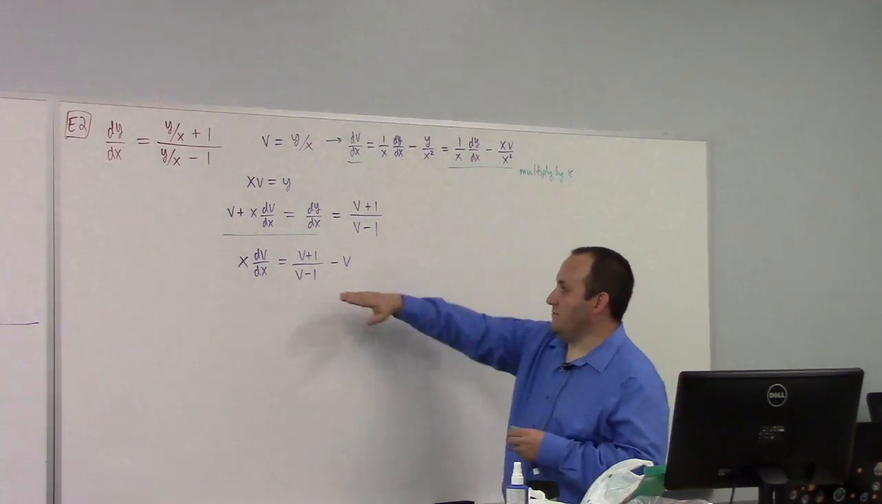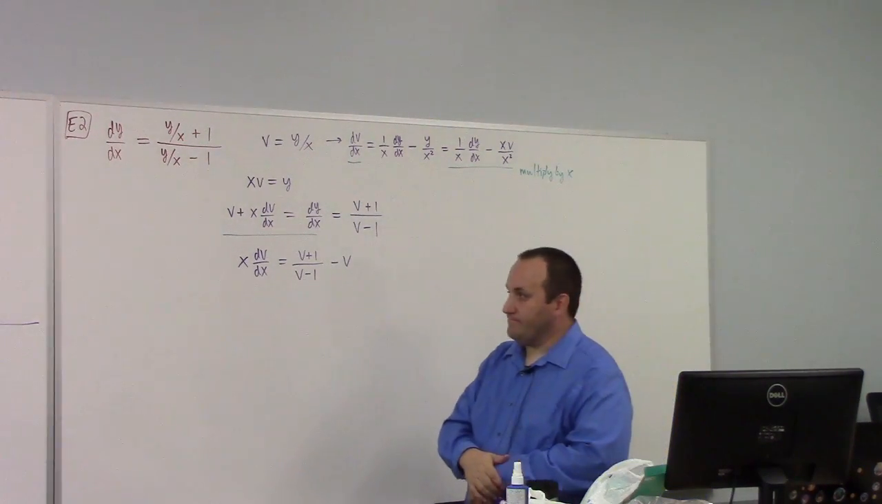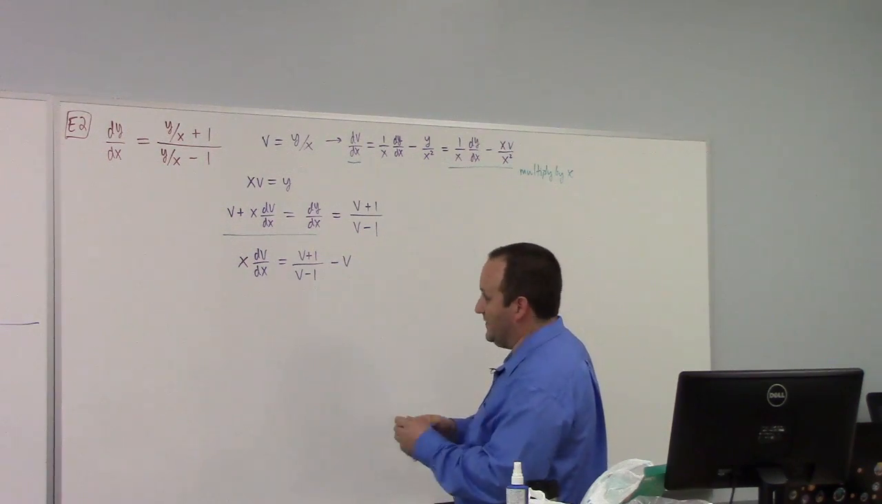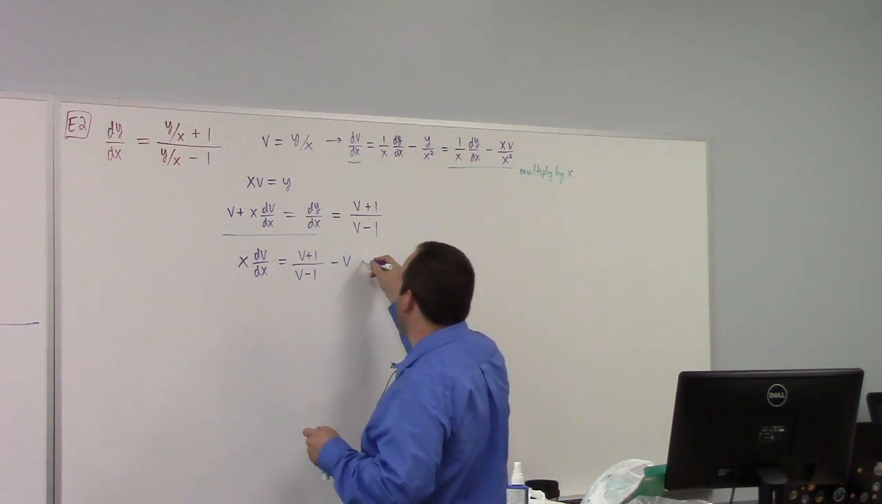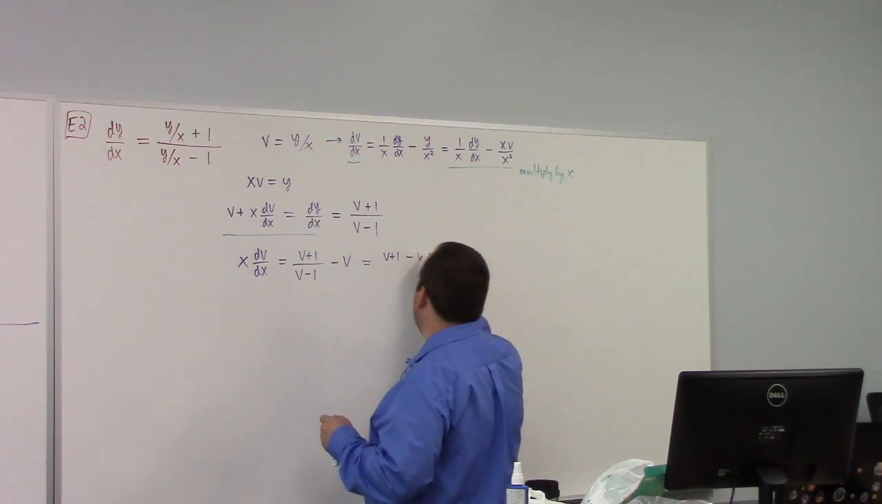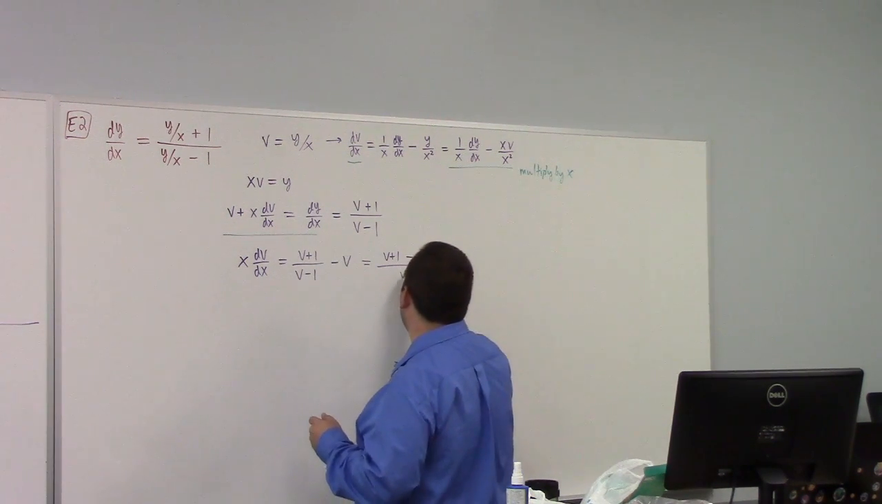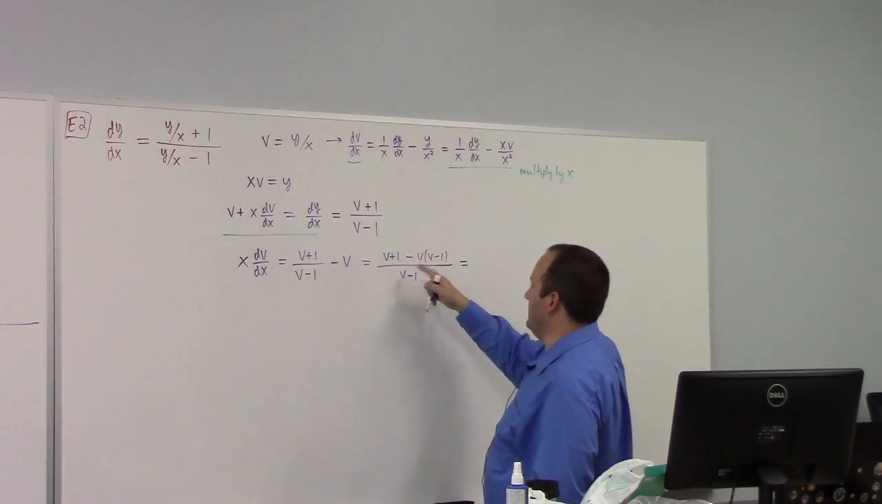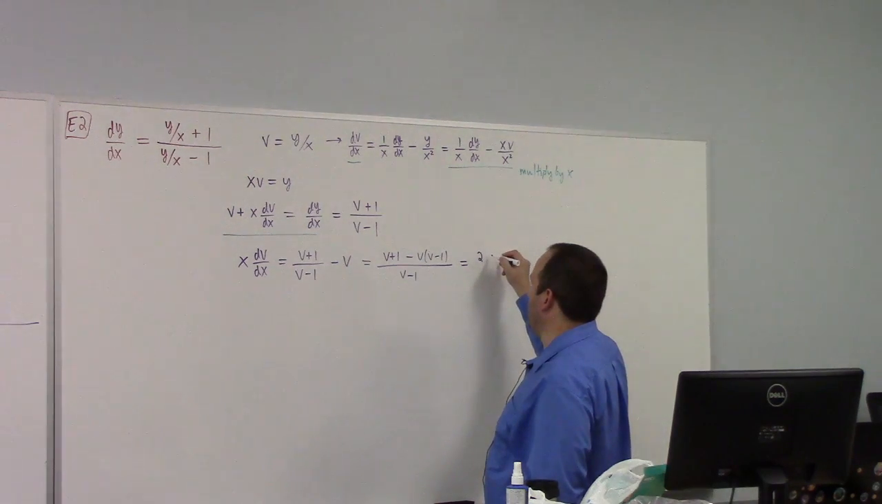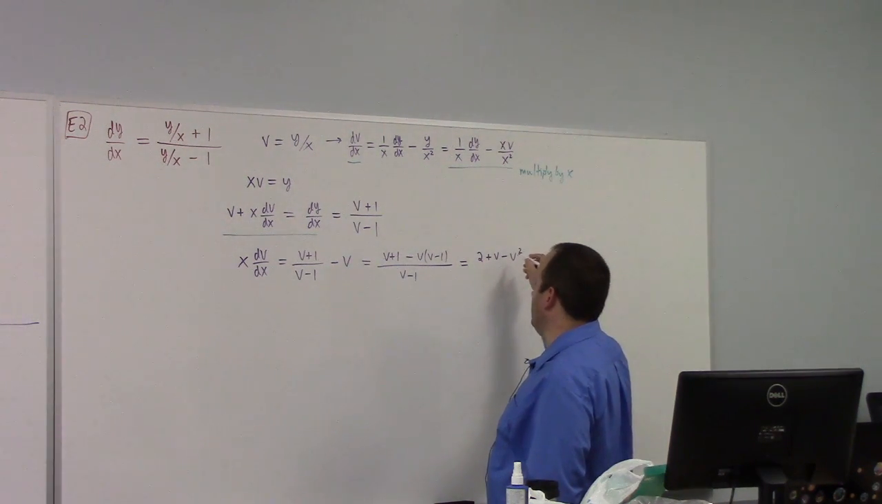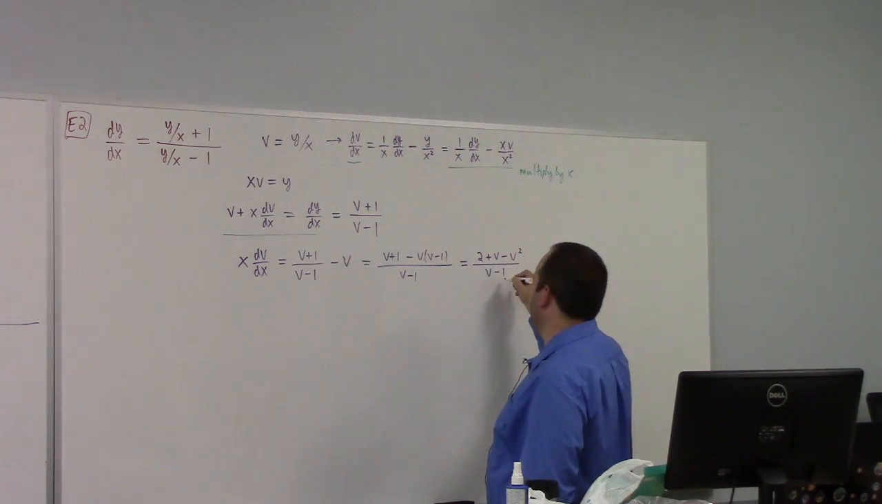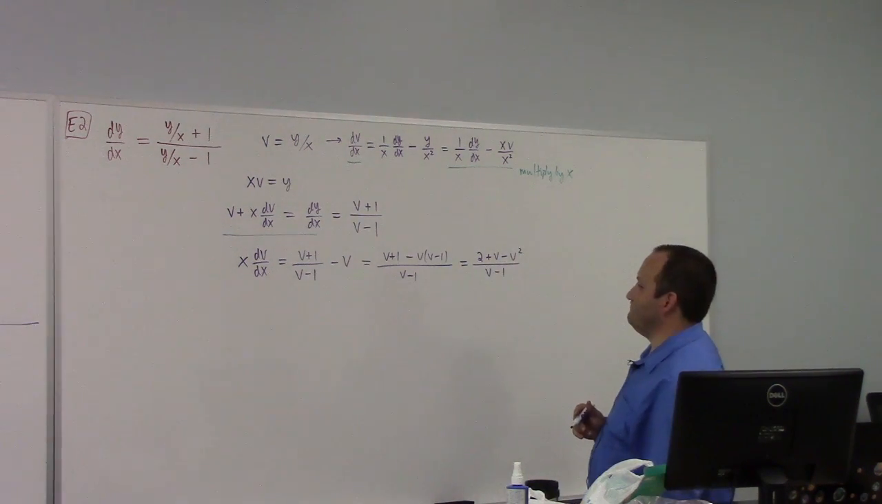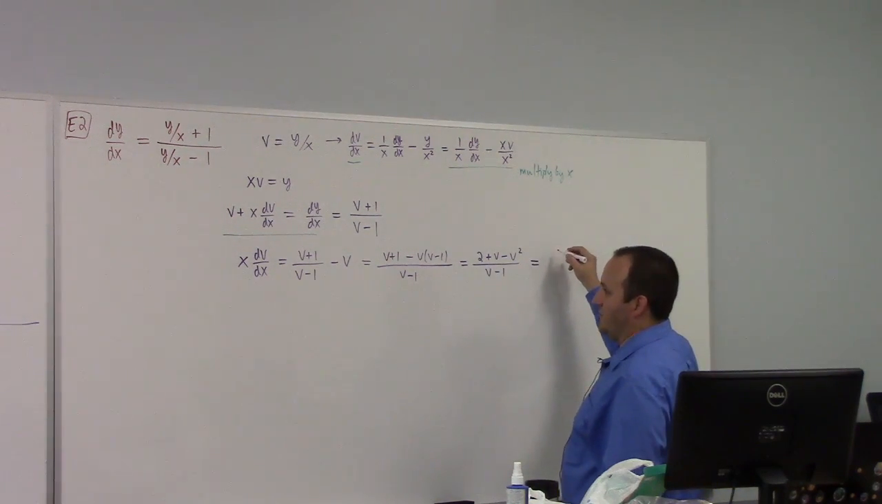So then what? How do you deal with that? I would suggest making a common denominator, right? So this is v plus 1 minus v times (v minus 1) over v minus 1, otherwise known as 2, plus v minus v squared, over v minus 1. That's all equal to, I'll write it again over here just for our convenience, x dv/dx.